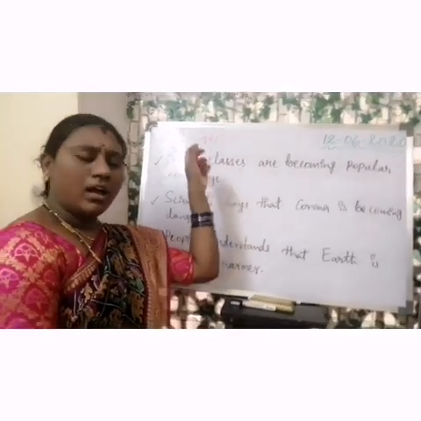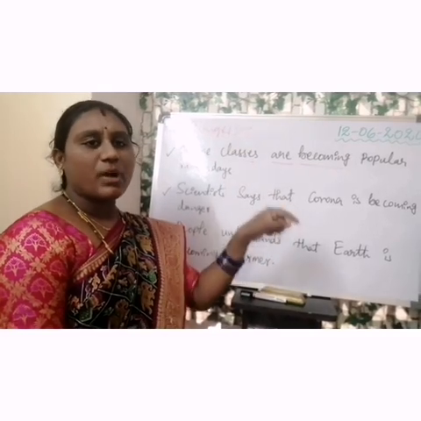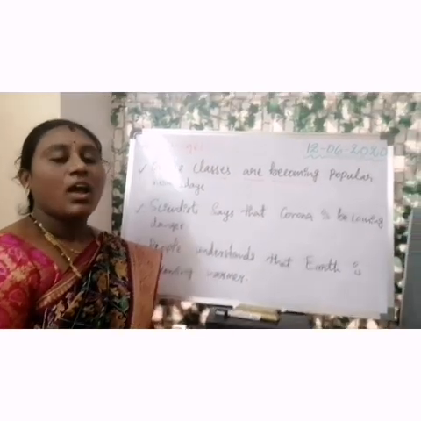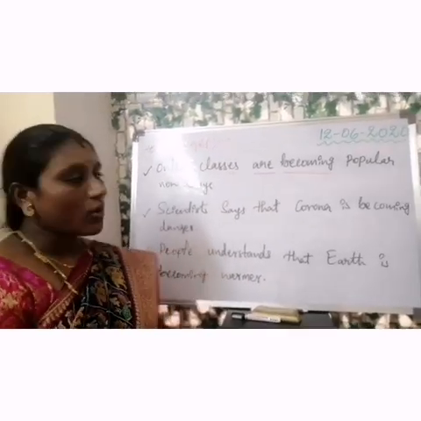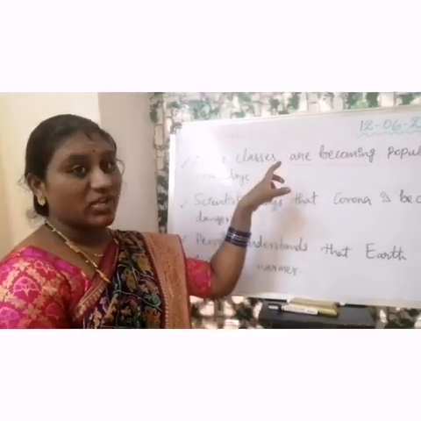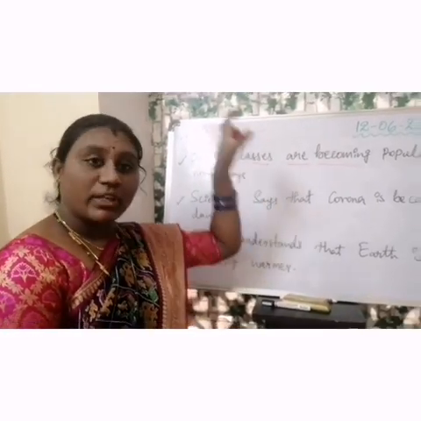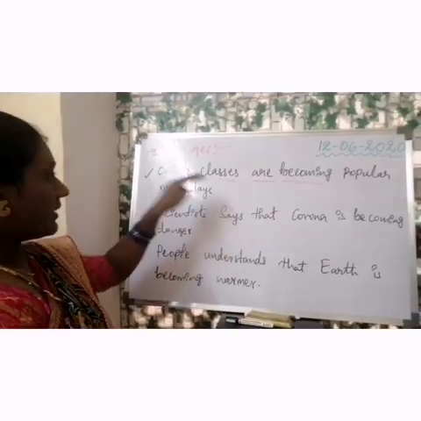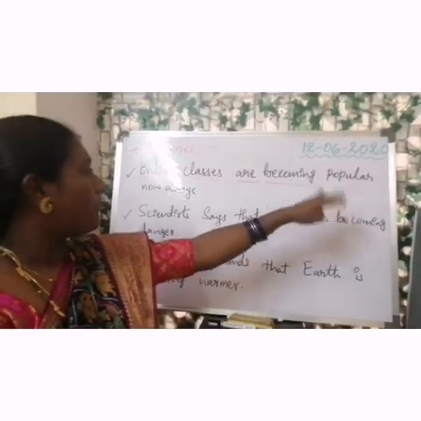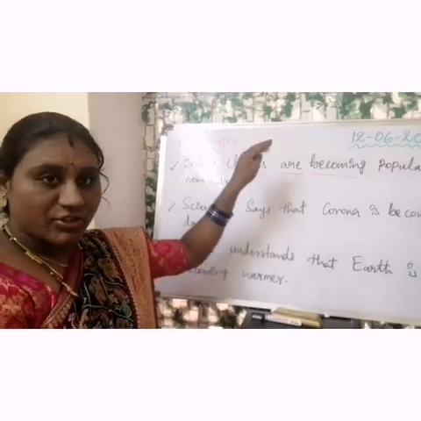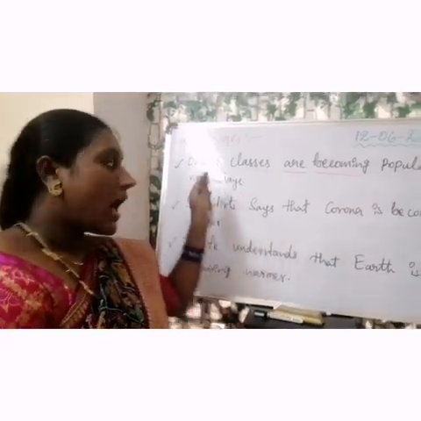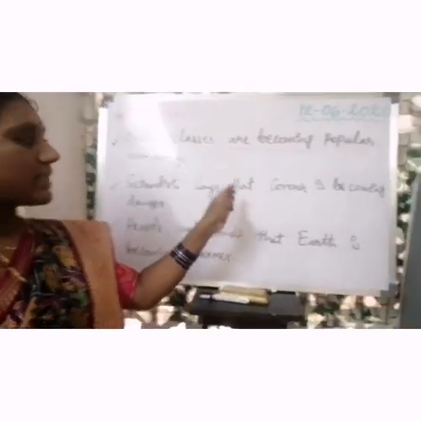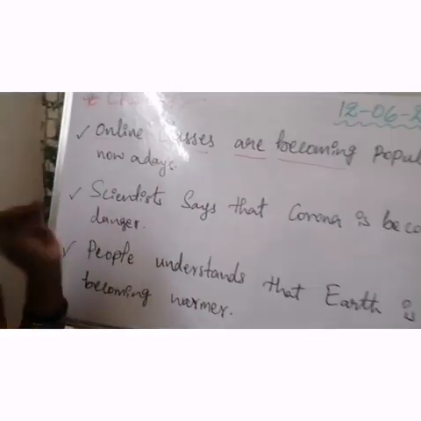Of course, nowadays online classes become popular; in forthcoming days, what will happen we don't know. So it's a temporary change, a sudden temporary change we got in our lives too. So that's why that kind of changes. For example, online classes are becoming popular nowadays. So we can mention under present continuous tense. Of course, and scientist says that corona is becoming dangerous.